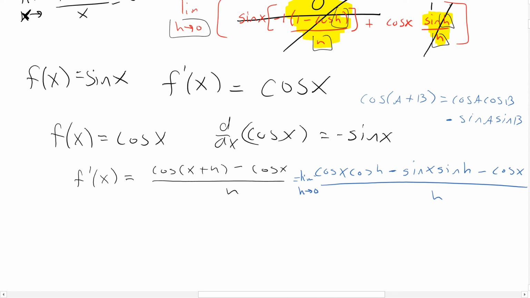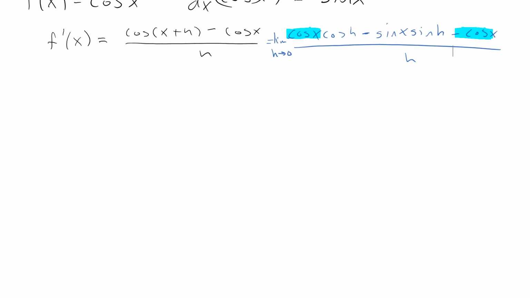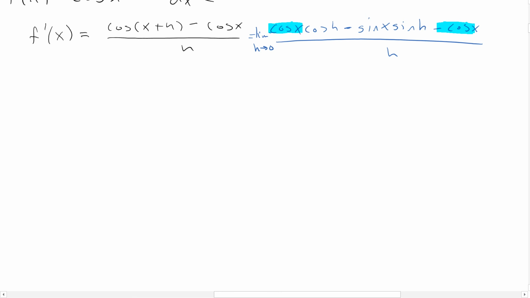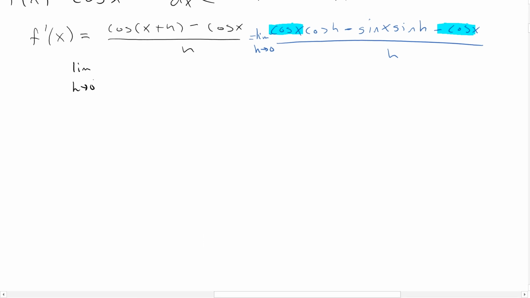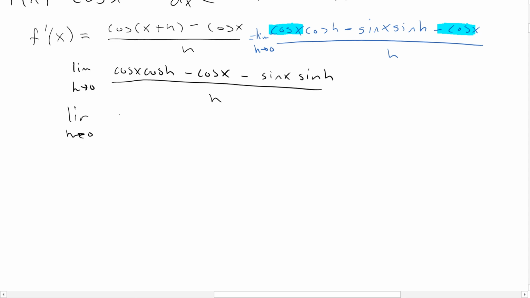Very similar. I'm going to factor out a common factor. The only common factor I have is the cosine x. Let me rearrange the order of these terms so we can see clearly what's going on. It's the limit as h approaches 0 of cosine x cosine h minus cosine x minus sine x sine h all over h. Factoring the cosine x, I get cosine x times cosine h minus 1 all over h, minus sine x times sine h over h.